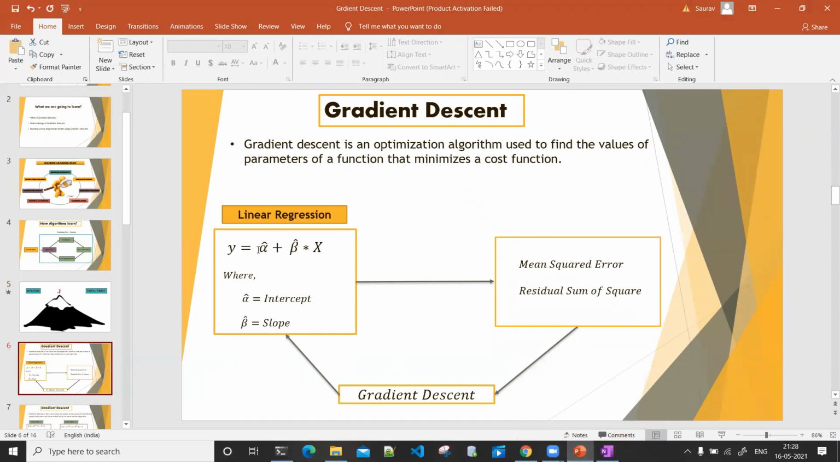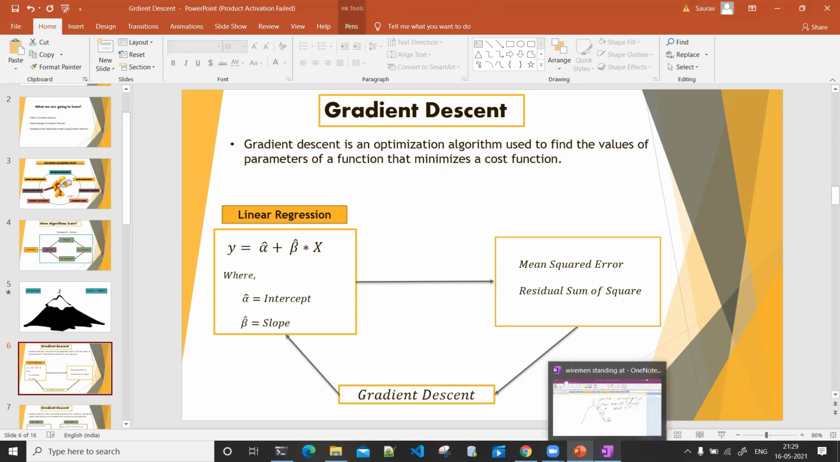So you know that it is a linear regression, right? For the time being, I am considering this linear regression problem that we have talked about earlier. We know that the parameters are alpha and beta, right? Now what we do is we make a prediction.